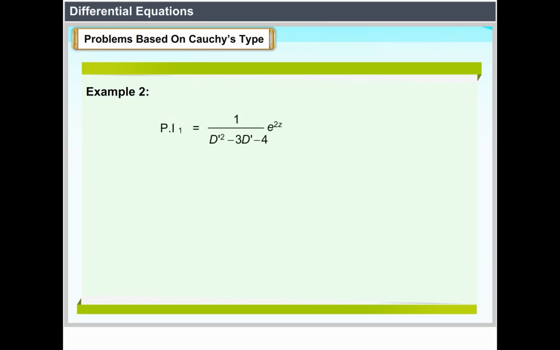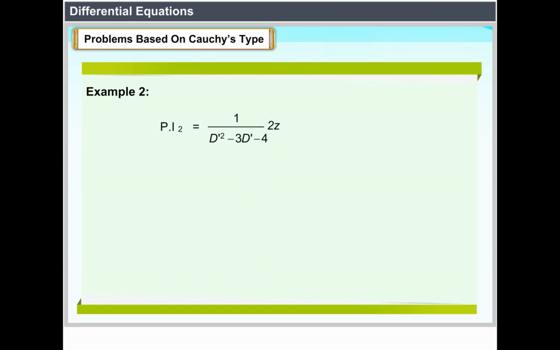PI1 equal to 1 divided by (D dash square minus 3D dash minus 4) into e power 2z, equal to 1 divided by (4 minus 6 minus 4) into e power 2z, equal to minus 1 by 6 into e power 2z, equal to minus 1 by 6 into x square.